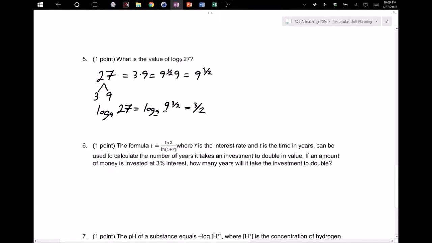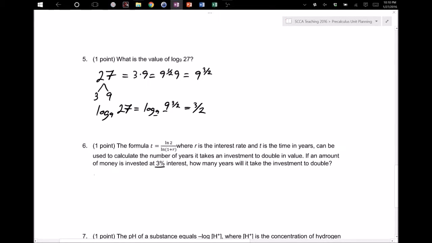All right, and problem number 6 is a computation problem. The only trick might be to convert a percentage to a decimal. So this formula says t equals ln of 2 divided by ln of 1 plus r, where r is the interest rate, t is the time in years, can be used to calculate the number of years it takes an investment to double in value. If an amount of money is invested at 3% interest, how many years will it take the investment to double?